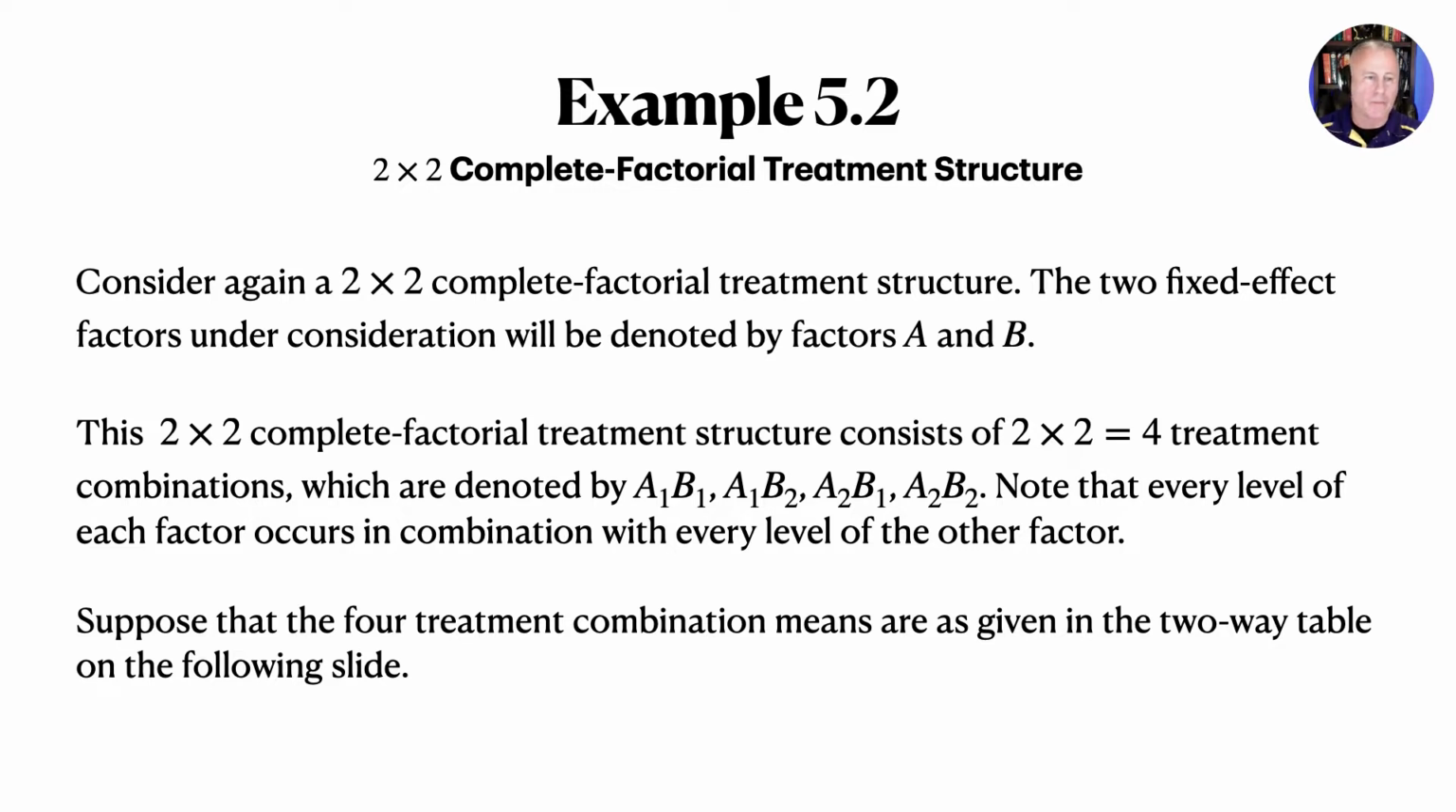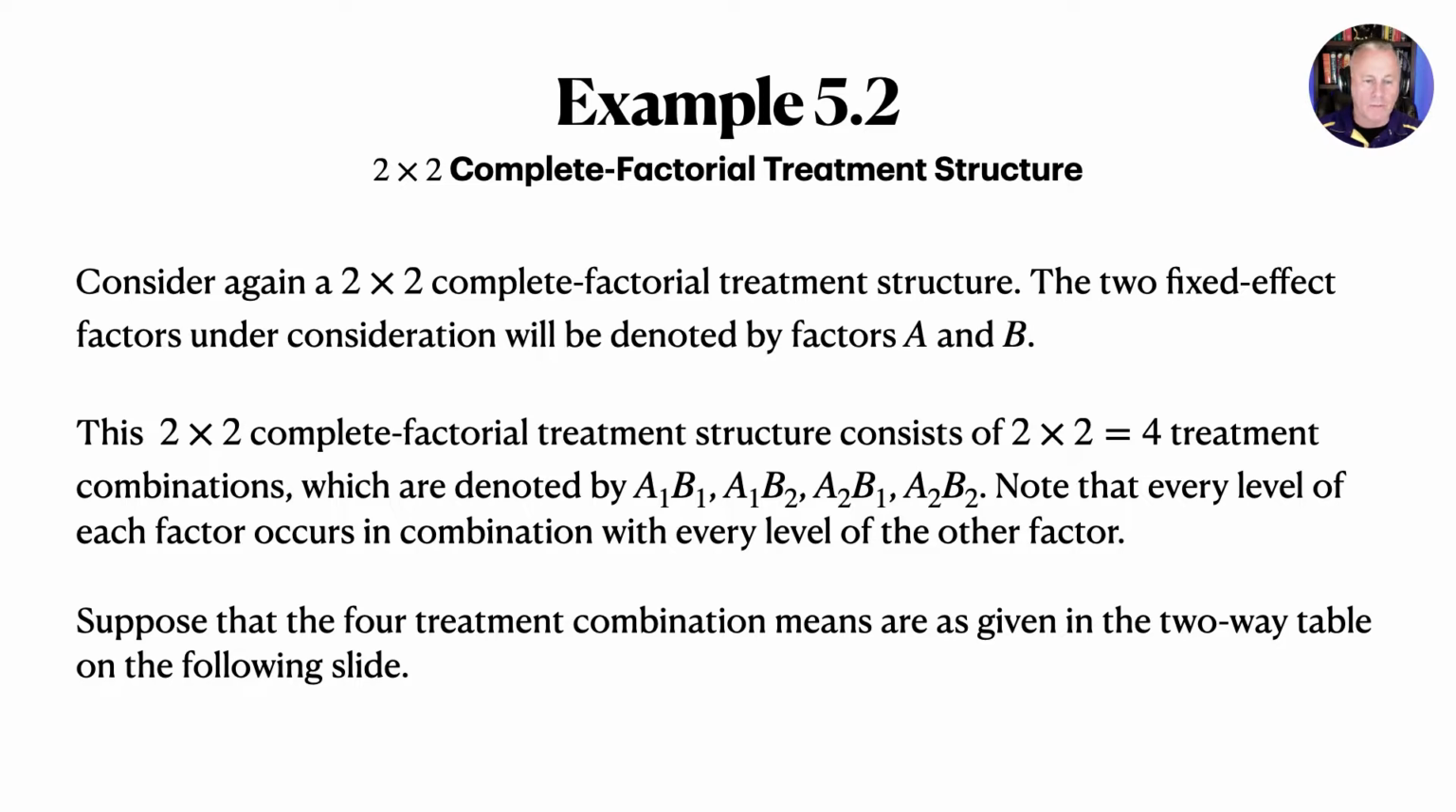The two fixed effect factors under consideration will be denoted by factors A and B. This 2 by 2 complete factorial treatment structure consists of 2 times 2 or 4 treatment combinations, which are denoted by A1B1, A1B2, A2B1, and A2B2. Note that every level of each factor occurs in combination with every level of the other factor. And so this is indeed a complete factorial treatment structure.